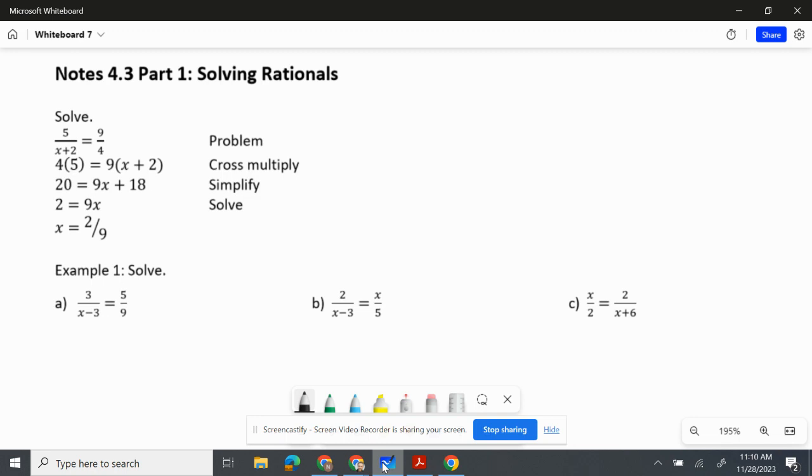What we're going to do now is solve rational equations. We're going to be looking at two fractions that are equal to each other. So our first step for each one of these is to cross multiply.